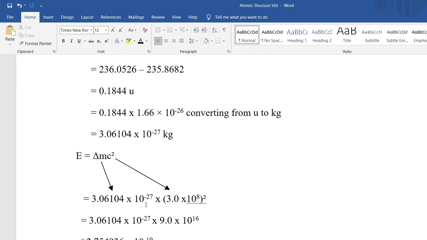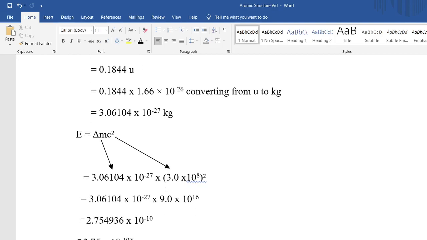I then plug this back into the equation. This was the change in mass I just calculated. This will be the speed of light that's not changed, squared, and then I found that I end up with an energy of 2.75 times 10 to the negative 10 joules. So now that would have been for your artificial.